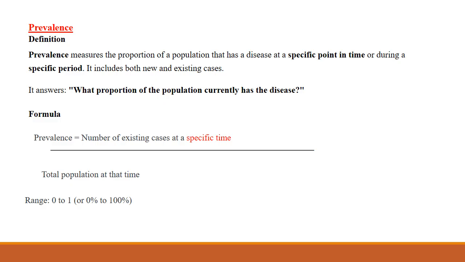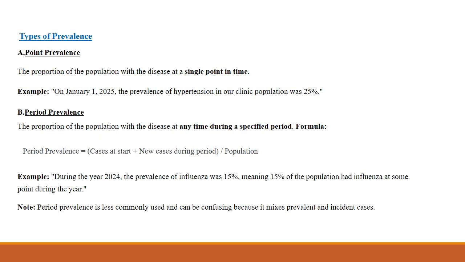Prevalence measures the proportion of a population that has a disease at a specific point in time or during a specific period. It includes both new and existing cases. It answers what proportion of a population currently has the disease. This is the formula: the number of existing cases at a specific time divided by the total population at that time. The result ranges from 0 to 1, or as a percentage, 0 to 100. Types of prevalence.